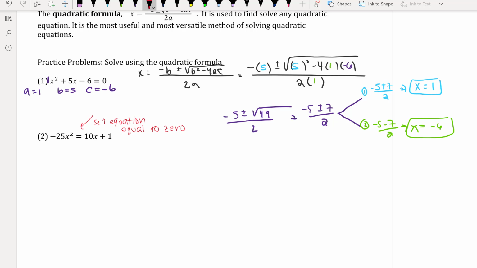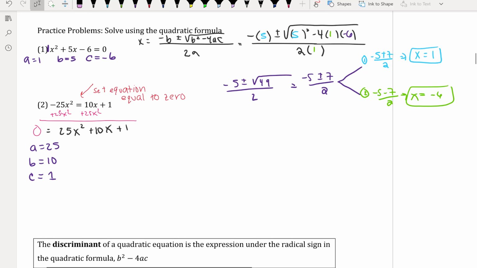So maybe for that first step I would add the 25x squared to both sides, so that way I can get 0 on that side. Now I'm left with 25x squared plus 10x plus 1. So here I would get that my a value is 25, my b value is a positive 10, and my c value is a positive 1.